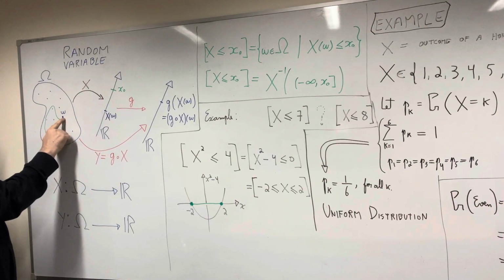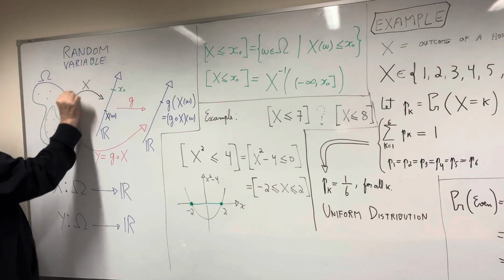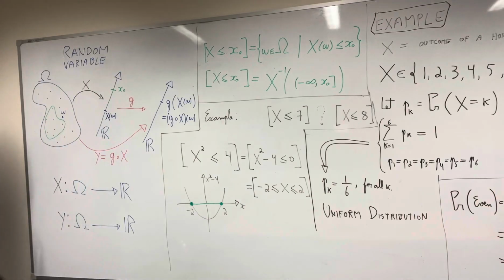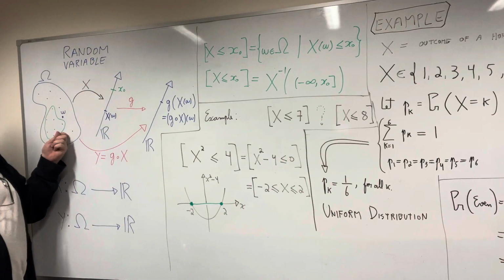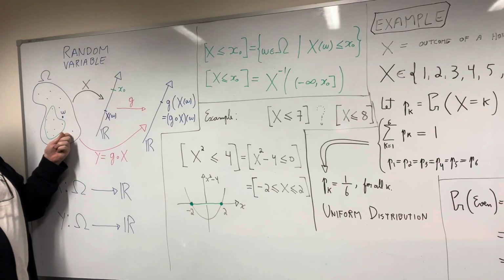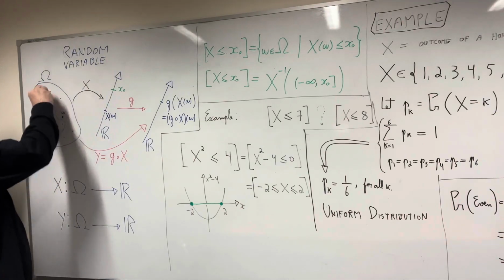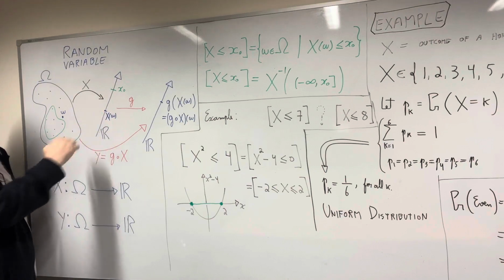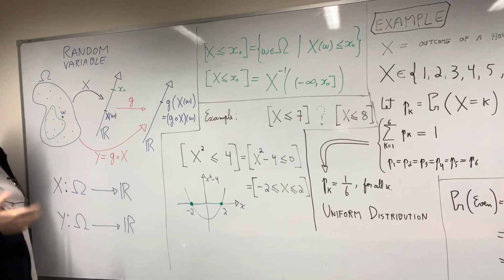Each little omega, each element of my sample space, is going to be mapped into some point of the real line. Okay? So you could think, for instance, if omega is the population of the world, right? You pick some random person in the world and we measure, say, how high the person is. Okay, so that would be an example of one random variable.